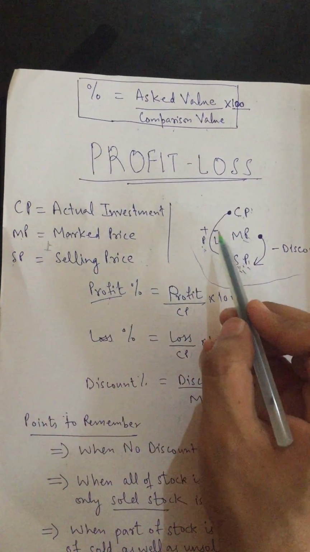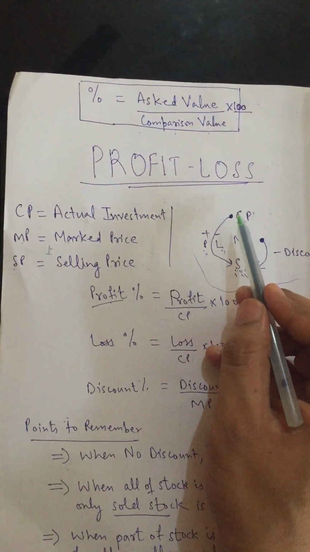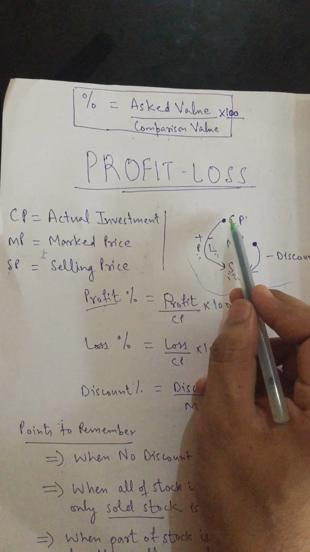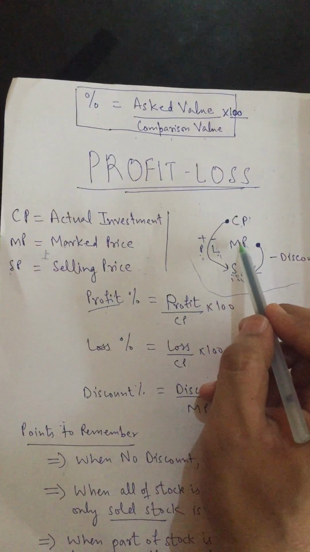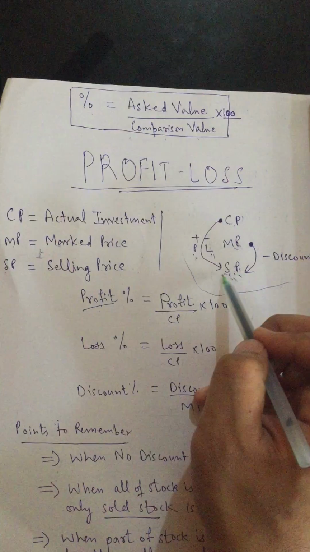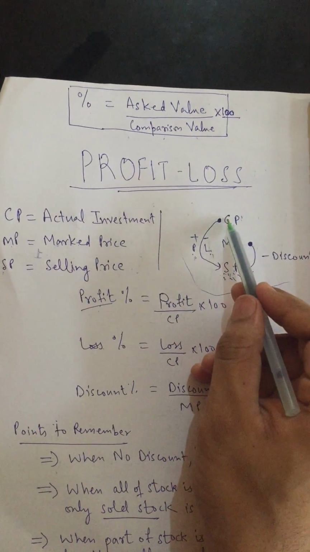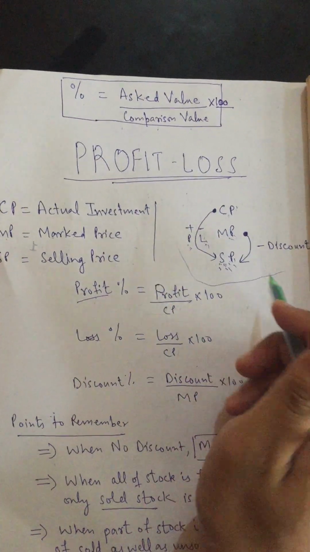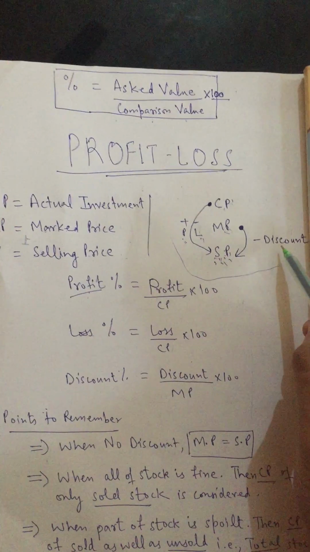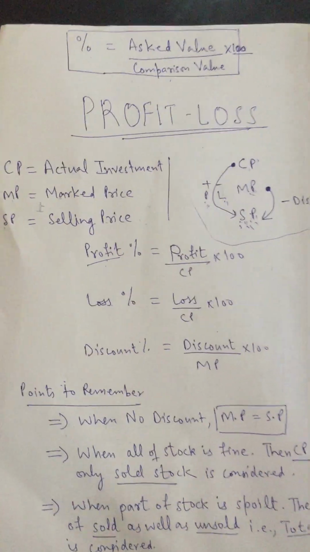Loss percent will be loss. Again, we are starting from cost price because between cost price and selling price, what happens first is cost price. So cost price is the past value in this domain, marked price is the past value in this domain, selling price is the future value in both the domains. So loss percent will be loss divided by CP into 100. Discount percent will be, what is asked? Discount. Discount always happens on marked price into 100. So profit loss is done.